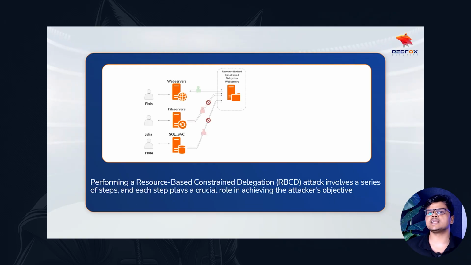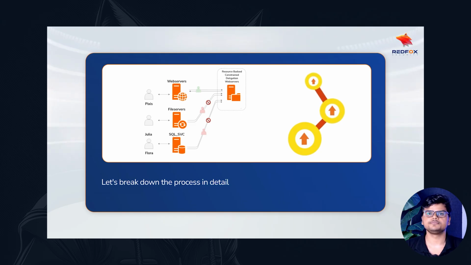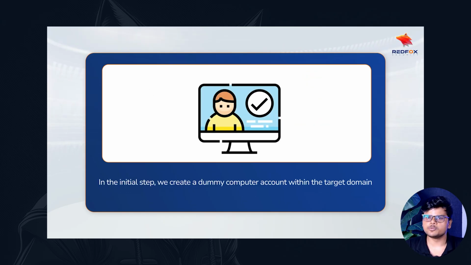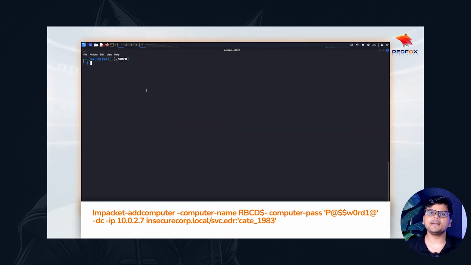Performing a resource-based constrained delegation RBCD attack involves a series of steps, and each step plays a crucial role in achieving the attacker's objective. Let us break down the process in detail. In the initial step, we create a dummy computer account within the target domain. The purpose of this dummy computer account is to serve as a platform to manipulate delegation settings. Use impacket-addcomputer, then specify the computer name RBCD$, the computer password as can be seen on your screen, then the DC IP, then we can specify the name of our domain/svc_edr user, then its password, again mentioned on the screen.